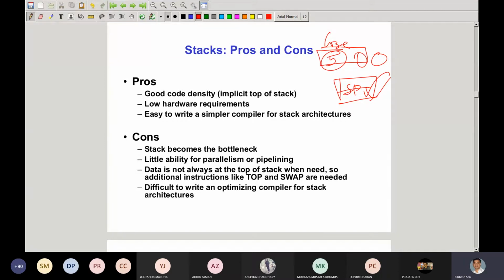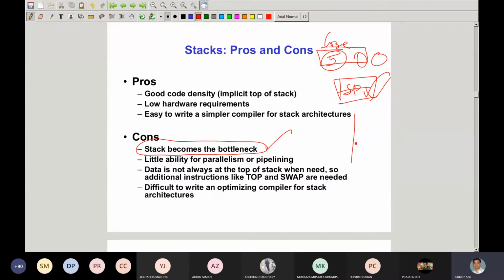But what is the con? Stack becomes the bottleneck. Can you say why it becomes the bottleneck? Anyone from your class? Stack becomes mainly the bottleneck. In case of large expressions, sir, yes, multiple push and pop operations will take place. Then what is the more problem? Storage issues will occur, due to the limited size of the stack, because stack is not infinite.